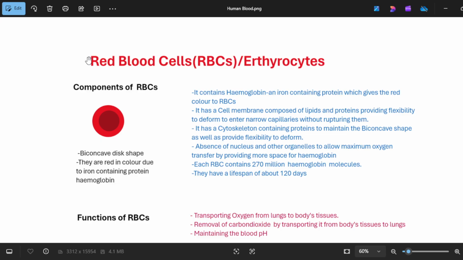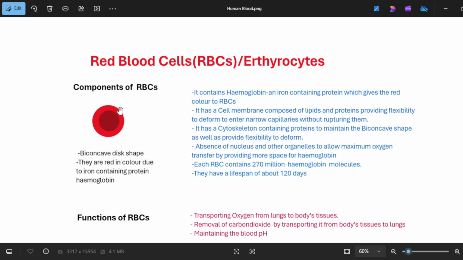So first we'll see the red blood cells. They are also called erythrocytes. What do red blood cells contain? They contain hemoglobin. Hemoglobin is an iron containing protein which gives the red color to the RBC. The RBCs are biconcave in shape. Biconcave means it's hollow inside and elevated outside, similar to a donut without a hole.